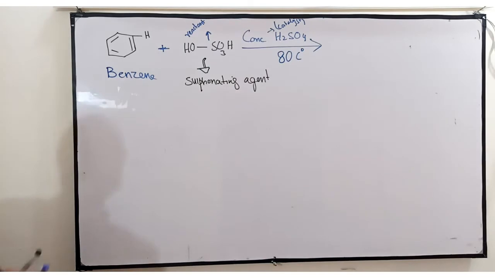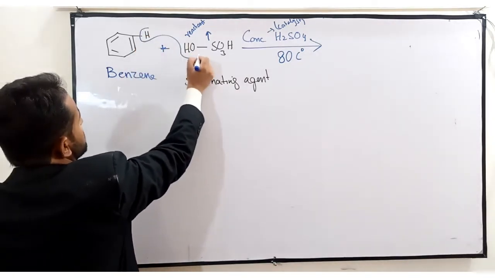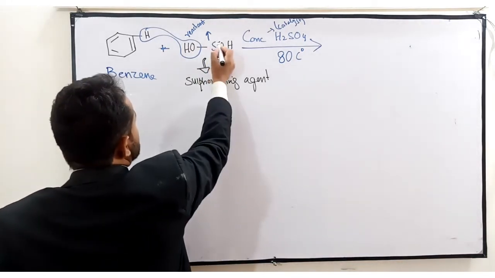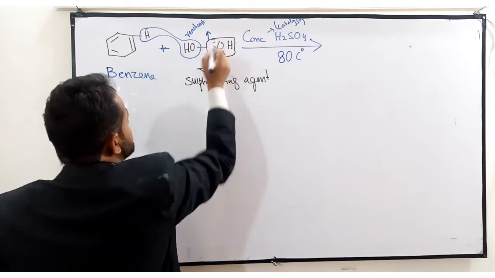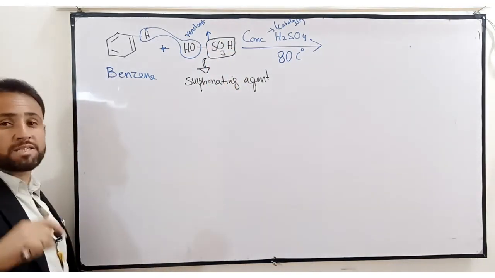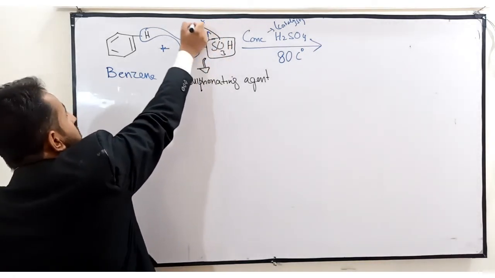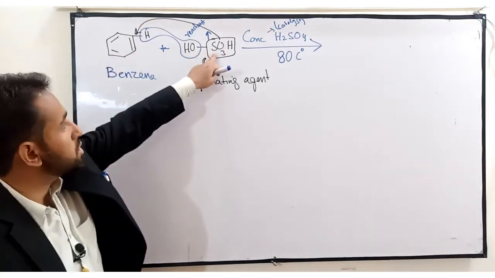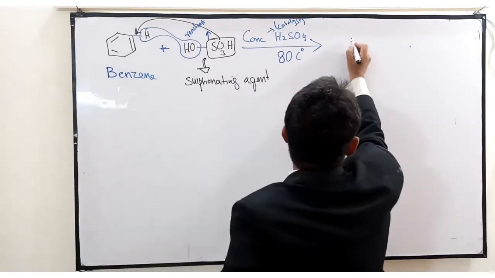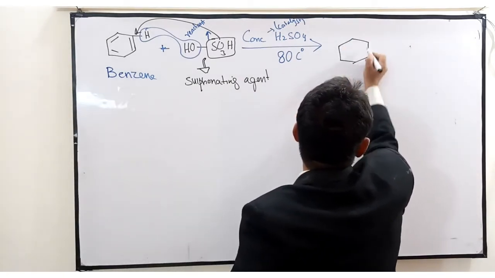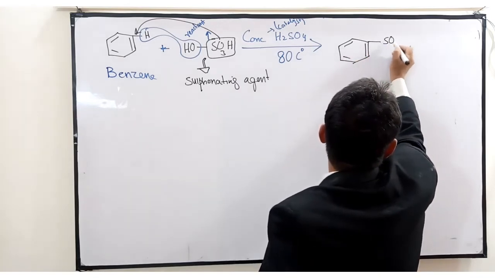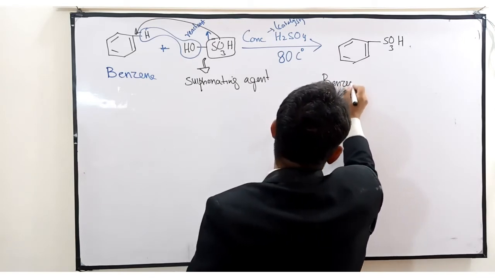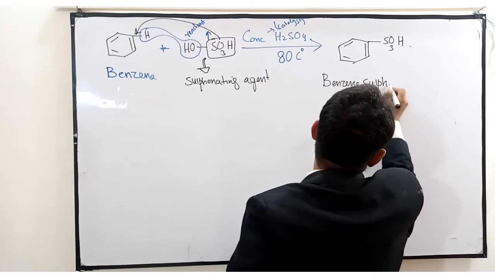What will happen? Simply, this hydrogen atom of the benzene will react with OH. Understand? And this part of the sulfuric acid, which is basically the sulfonic acid group or sulfonyl group, will attack on this benzene molecule. That is, the hydrogen atom is replaced by this group. So a compound will form, which is benzene sulfonic acid, SO3H. This will be our final product. The product is known as benzene sulfonic acid. Understand?